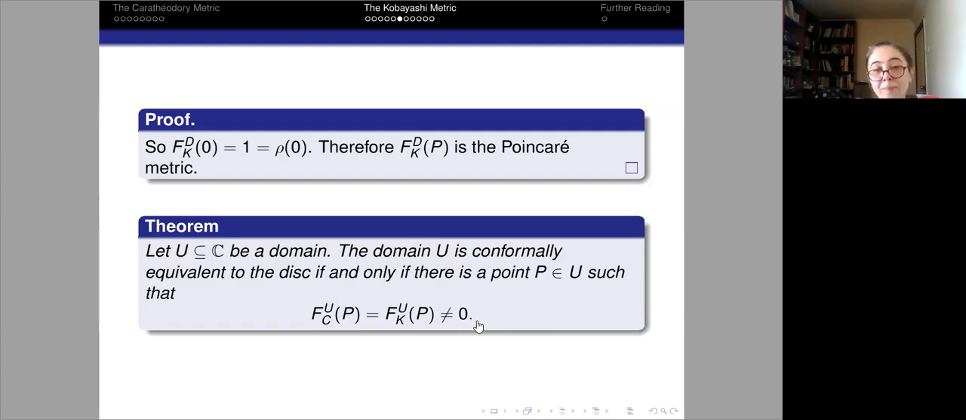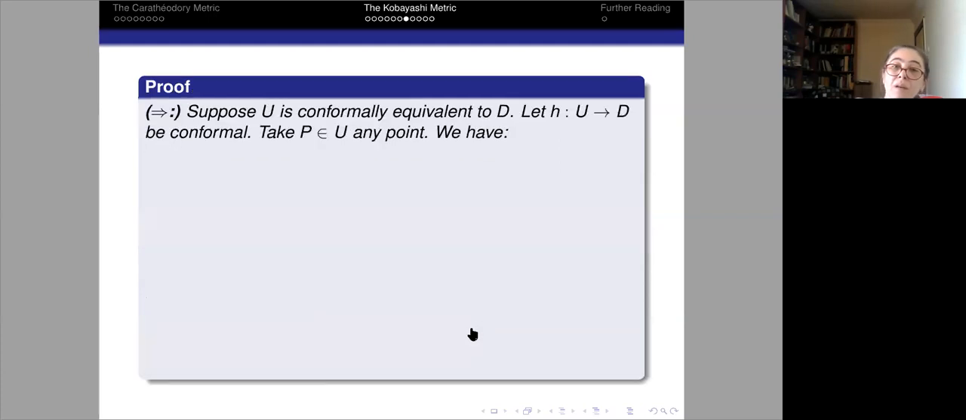Now we have a theorem. This is an interesting theorem. If we take a domain U, we say that U is conformally equivalent to the unit disk if and only if we can find a point in the domain such that the value of the Kobayashi metric is equal to the value of the Carathéodory metric at that point. But we also require that this value is different from zero.